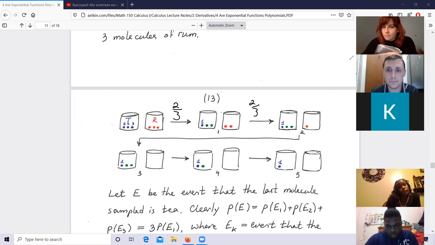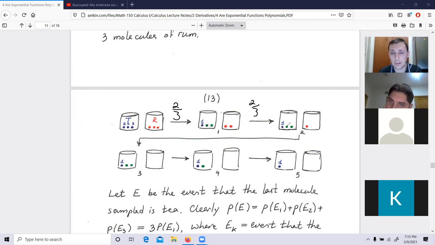What's the probability of surviving the next round? Look at it. You see, I replace it. Now again, I have three molecules. What's the probability of surviving for the third time? Survived once, survived twice, surviving for the third time. It is 2/3 again.